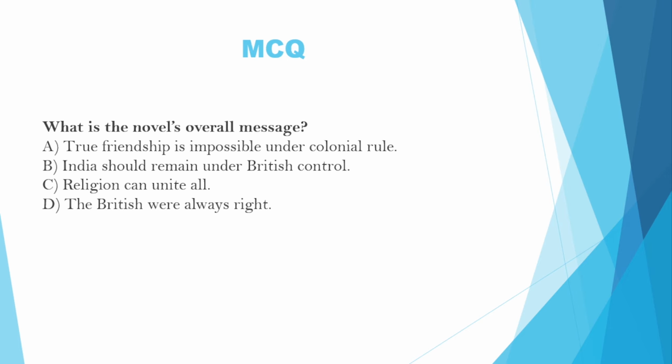Next question is, what is the novel's overall message? Option A true friendship is impossible under colonial rule, option B India should remain under British control, option C religion can unite all, option D the British were always right. The correct answer is A, true friendship is impossible under colonial rule.